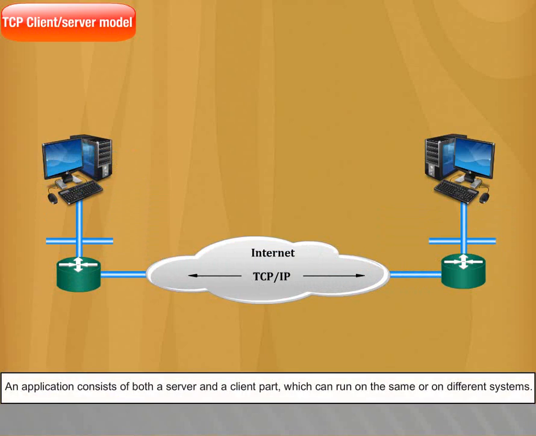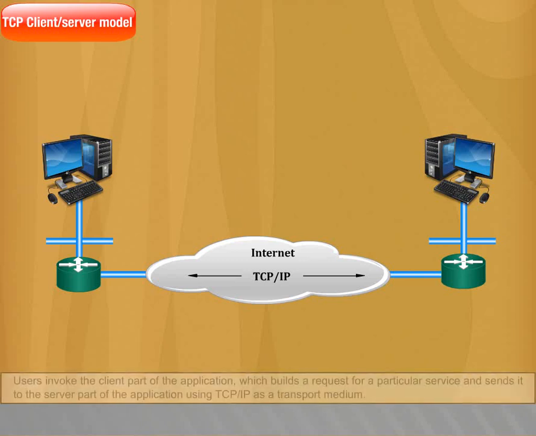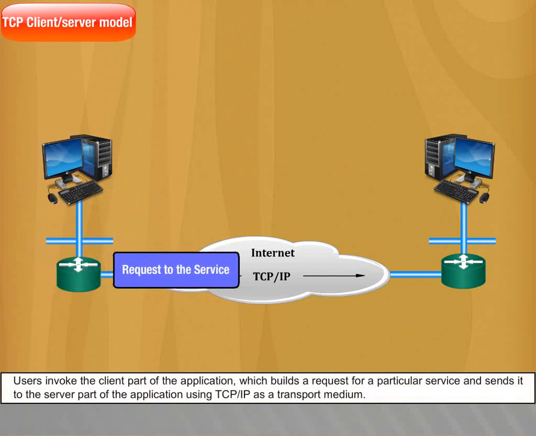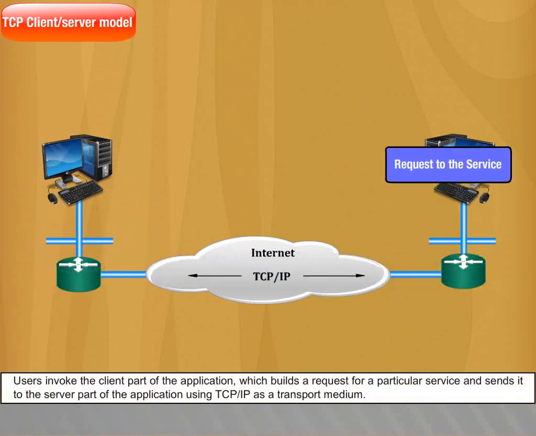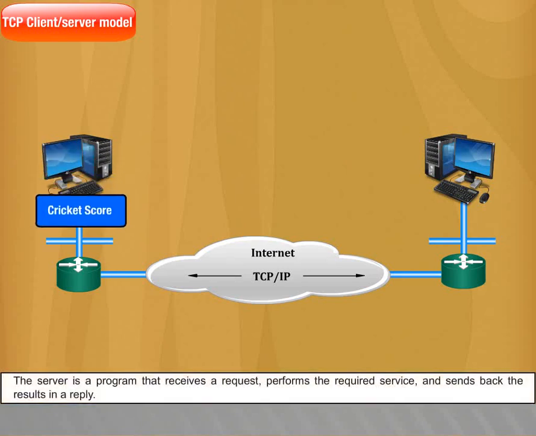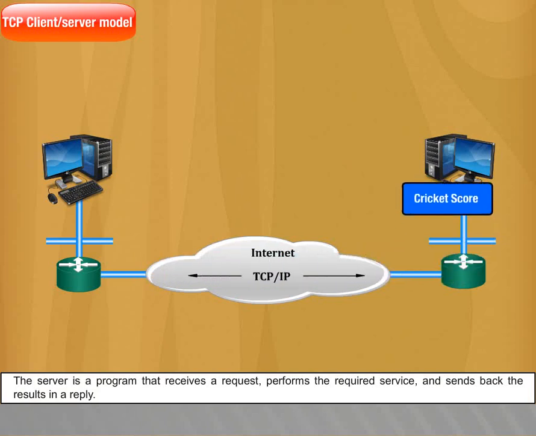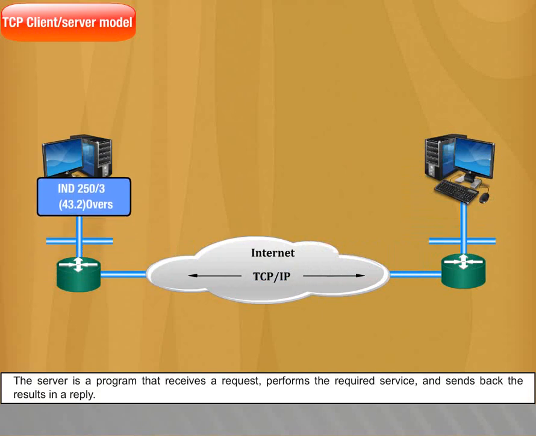An application consists of both a server and a client part, which can run on the same or on different systems. Users invoke the client part of the application, which builds a request for a particular service and sends it to the server part of the application using TCP/IP as a transport medium. The server is a program that receives a request, performs the required service, and sends back the results in a reply.